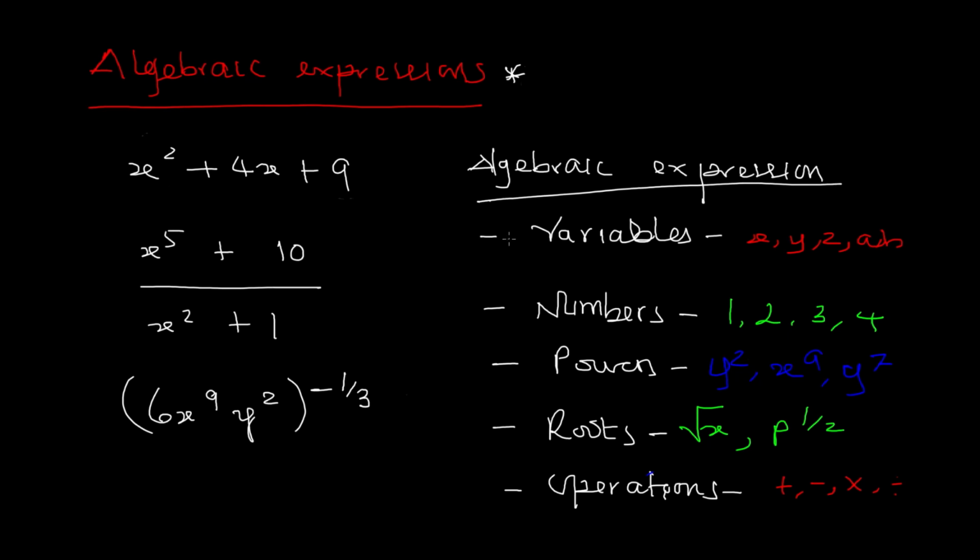So algebraic expressions, first of all, to define them, these are mathematical statements or expressions that contain variables, numbers, powers, roots, and operations, and return a value given certain conditions. Now, variables could be like an X, Y, a Z, and things like that. Numbers could be any real numbers.